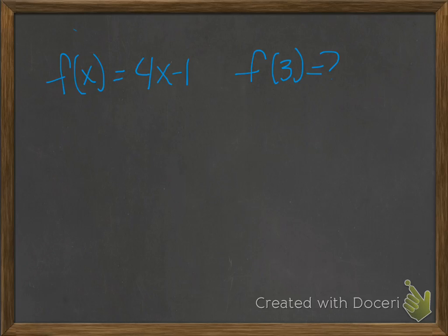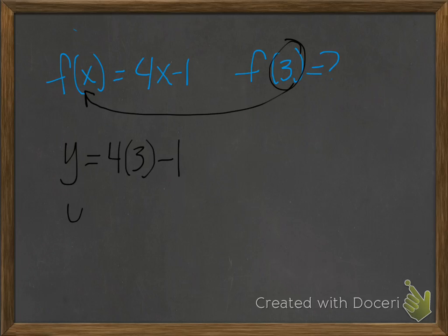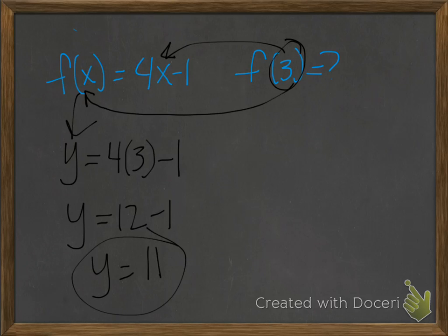f of x equals 4x minus 1. What is f of 3? Well, 3 in this situation is replacing x. So I'm going to change this to y equals. And if this is replacing x, we're plugging it in for x. So I'm going to get 4 times 3 minus 1. 4 times 3 is 12. 12 minus 1 is 11. Okay, so it is replacing x, so you replace x. Change your f of x to y like we normally do, and just plug 3 in for x.